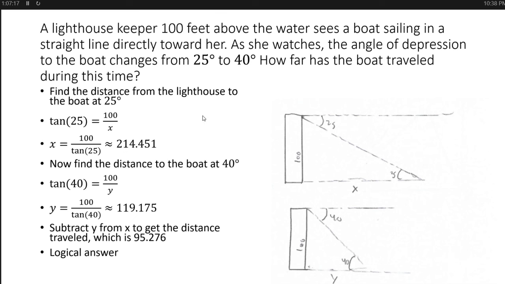It comes out to be about 214.451. And then we find the distance to the boat at 45, and that's finding Y, and that comes out to be about 119.175. Subtract Y from X because we want to find this segment right here, this little thing. And so that's just subtraction. 95.276 seems like a good answer.